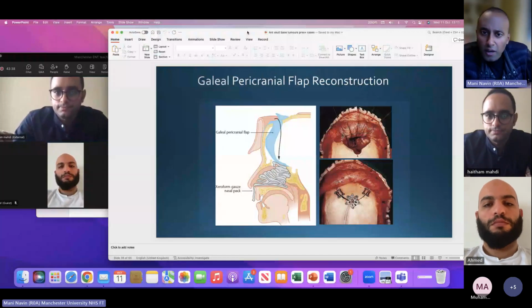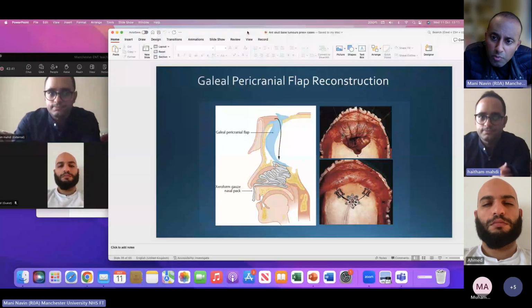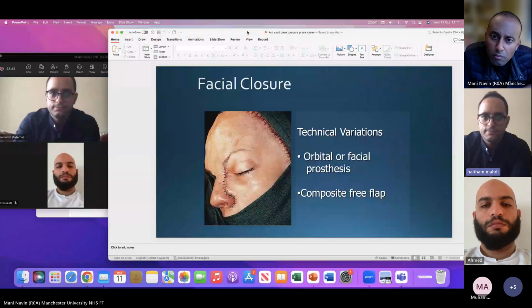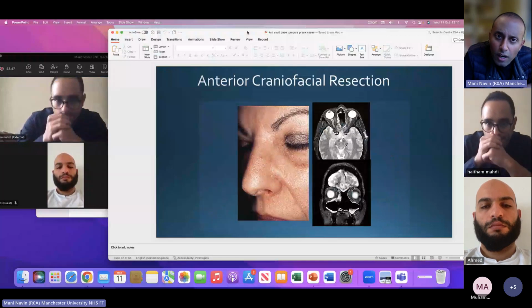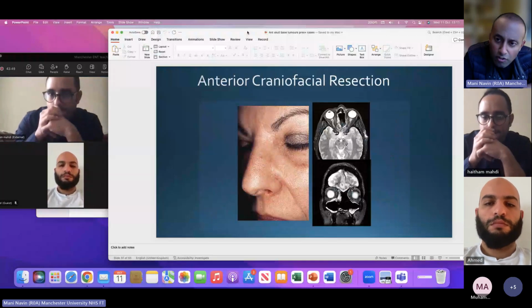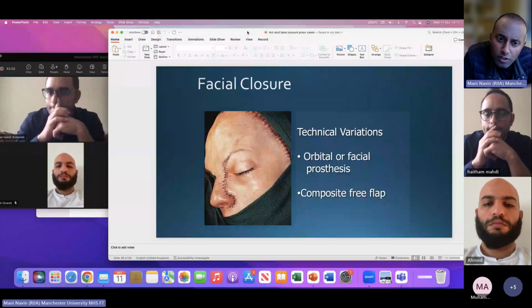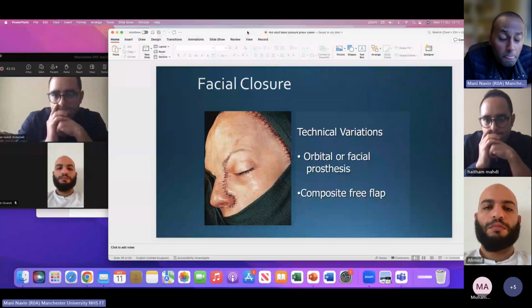Yep, flap, as I told you about. This is how you reconstruct the flap. Now, you can see the skull base very well here. We need to think a little bit about reconstruction as well.